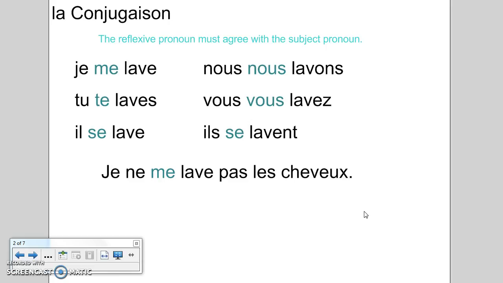What happens in a negative sentence? We see je ne me lave pas les cheveux. So the ne pas goes around both the reflexive pronoun and the verb. This is where these reflexive pronouns function very similarly to object pronouns. So as far as placement, you should already have that memorized.